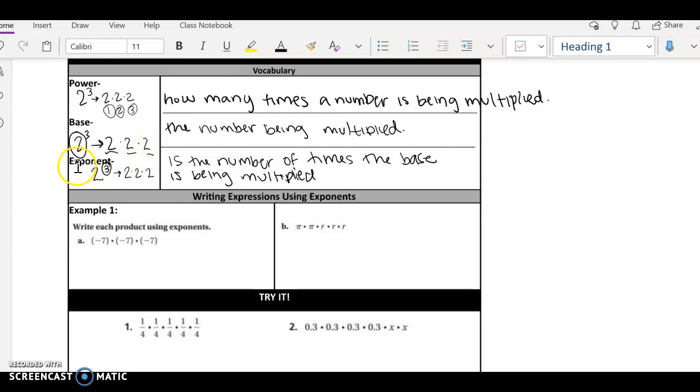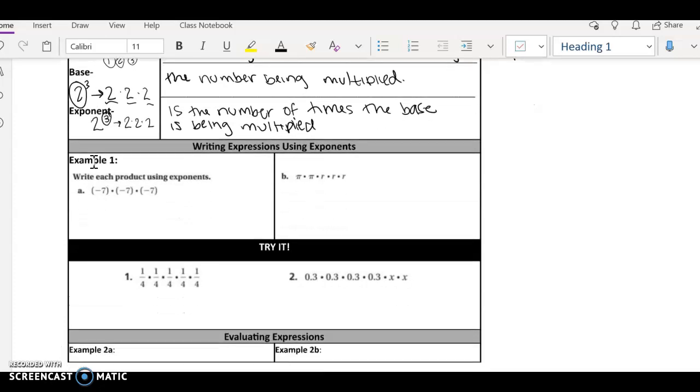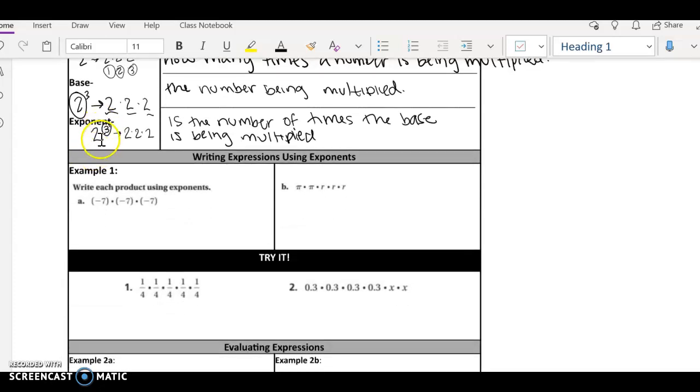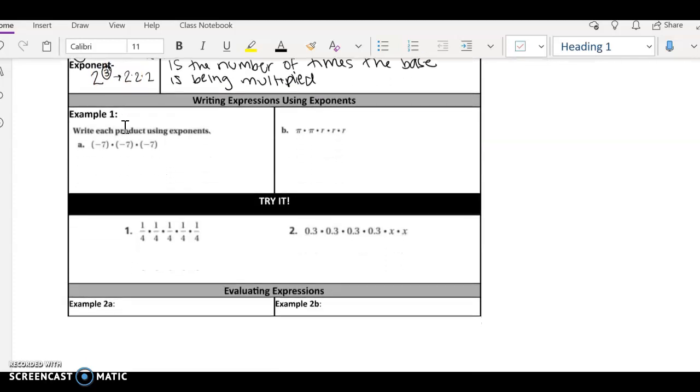For an exponent, it's very similar to a power. It is the number of times the base is being multiplied. And so 2 to the third power, or 2 to the exponent of 3, just means that we are multiplying 2 3 times. So let's start by writing expressions using exponents.